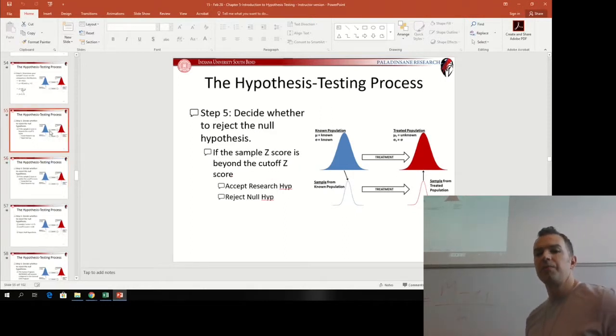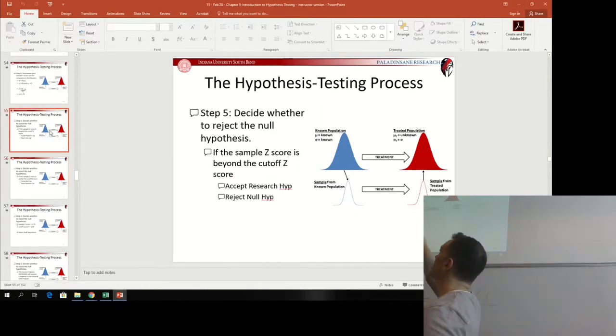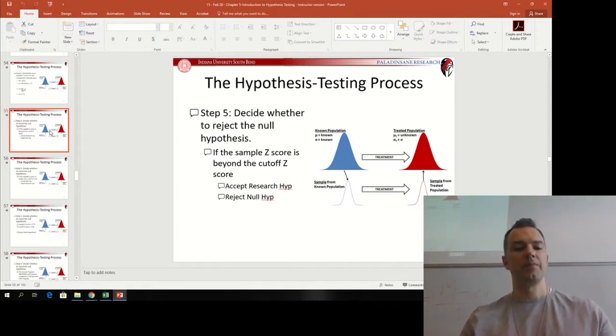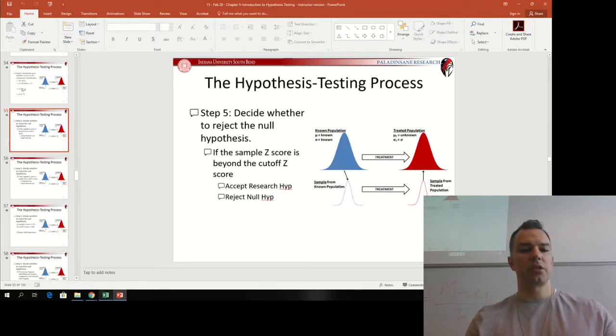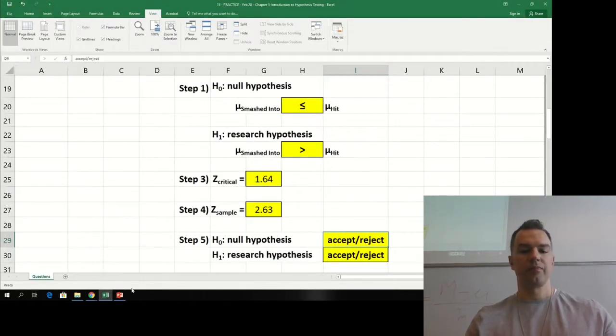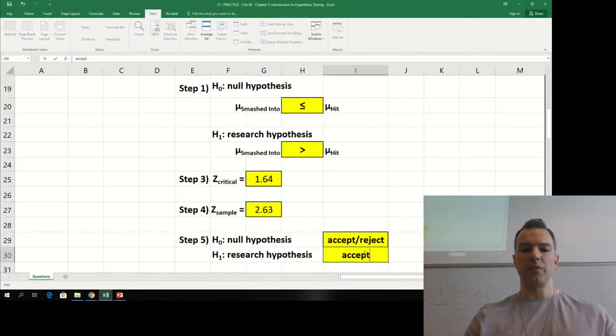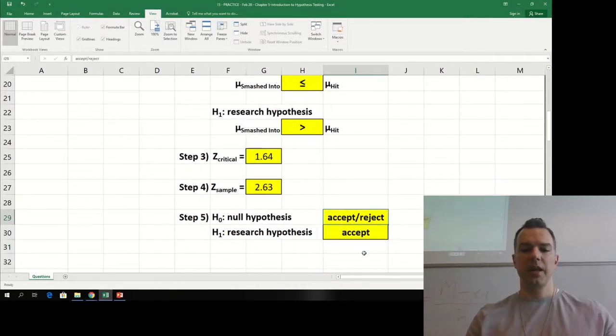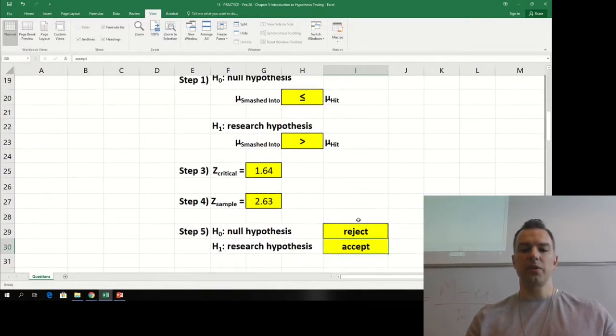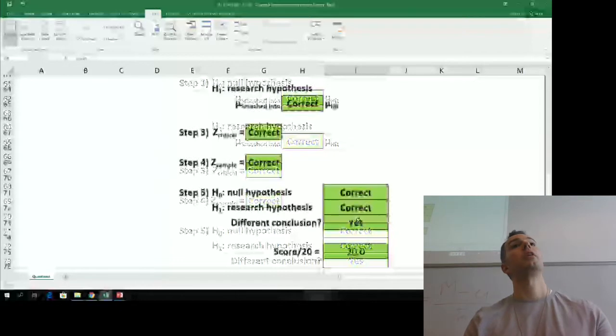And just take a look, and it says if the sample z-score is beyond the cutoff z-score, beyond means it's crossed over into the tail, so the sample z-score has gone beyond the cutoff z-score. So what do we do? I accept the research hypothesis, I reject the null hypothesis. So we go back here, and we're accepting the research. So we delete whatever we don't need, which is the reject. And the null hypothesis has to be the complete opposite. And we scroll on down, and we have all of those correct.